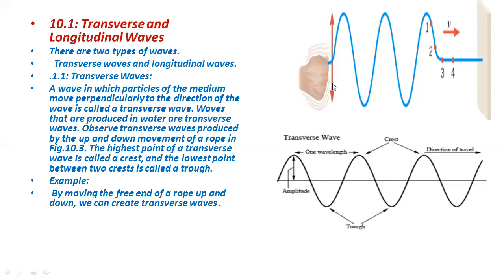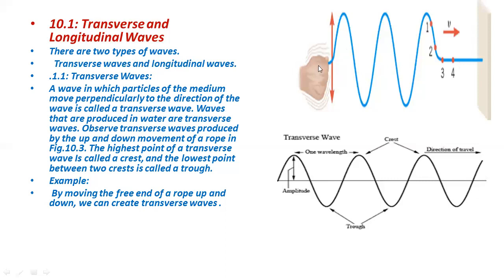So which waves will produce in the rope? Transverse waves will produce in the rope. This is the example of transverse wave, and rope is providing a medium to the transverse wave. So what is the medium? Medium is solid, and that is rope.